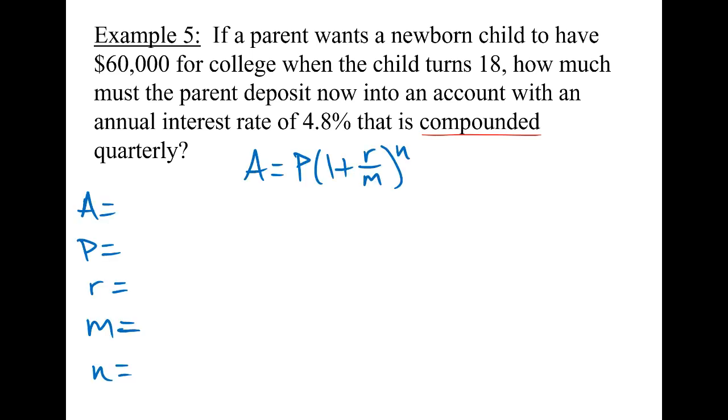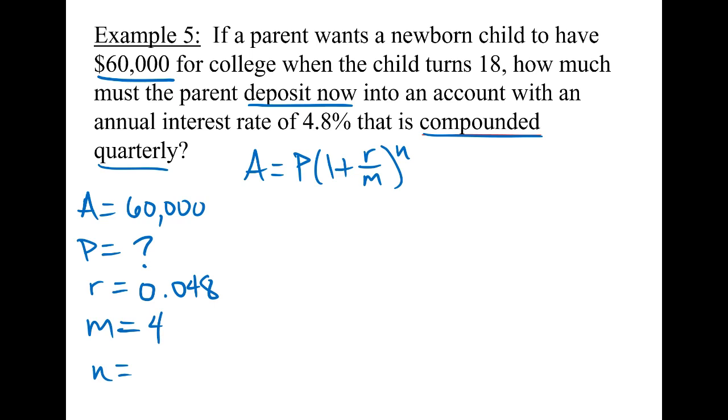And then we need to identify each of our unknowns. So A, the future value, is what we're trying to end up with. We want $60,000 in the future. So that's our future value. What we need to deposit now is unknown. So that's what we're trying to solve for. The interest rate is 4.8%, so that's 0.048. And then M is the number of times per year the interest is compounded. We see that it's compounded quarterly, so that is 4 times per year.